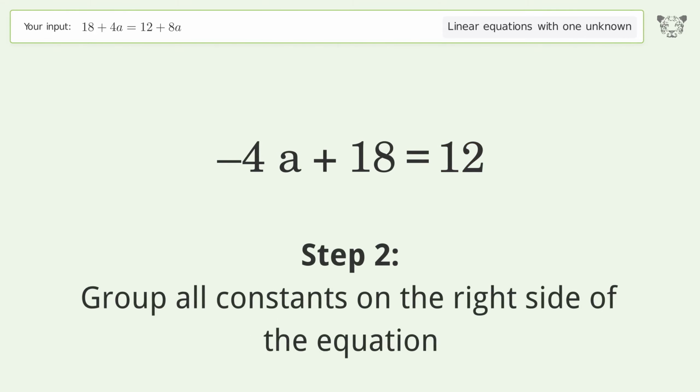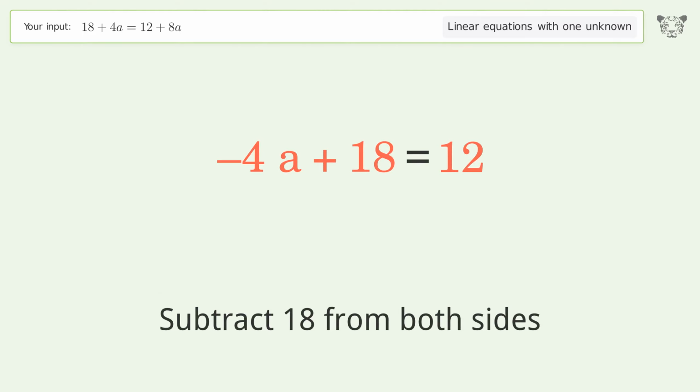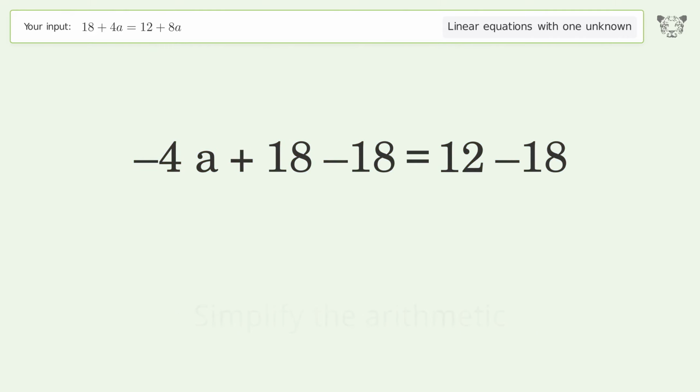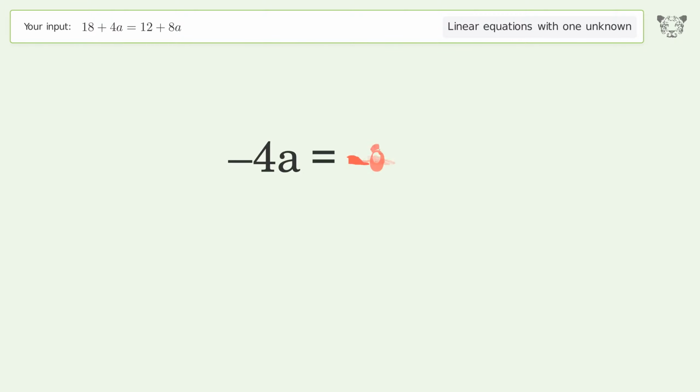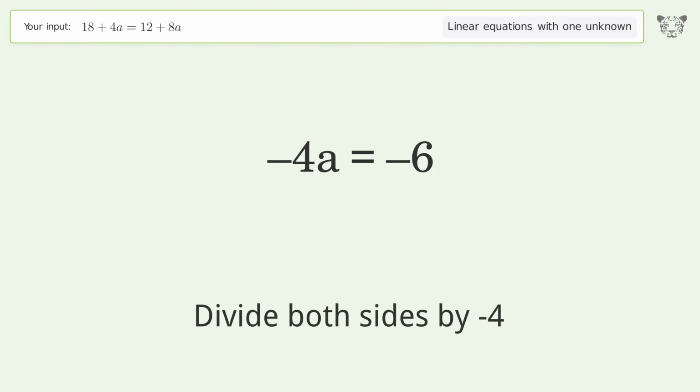Group all constants on the right side of the equation. Subtract 18 from both sides. Simplify the arithmetic. Isolate the a. Divide both sides by -4.